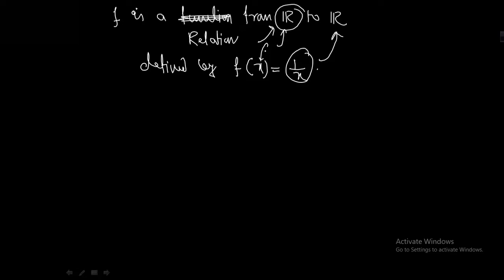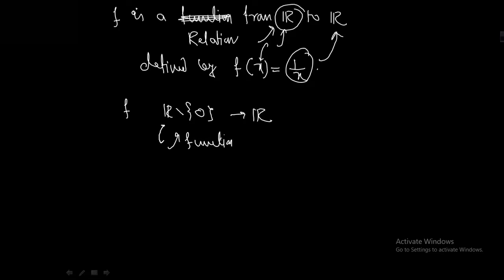Perfect, we won't get any image of 0, because the reciprocal of 0 doesn't exist, and the set of reals, the first set, contains 0. According to the definition of the function, each and every element of the first set must have an image. But 0, in spite of being an element of the set of reals, is not having any image. So we cannot consider this f as a function from the set of reals to the set of reals. But this can be treated as a function if you define it from the set of reals minus 0 to the set of reals. Then this is a function.